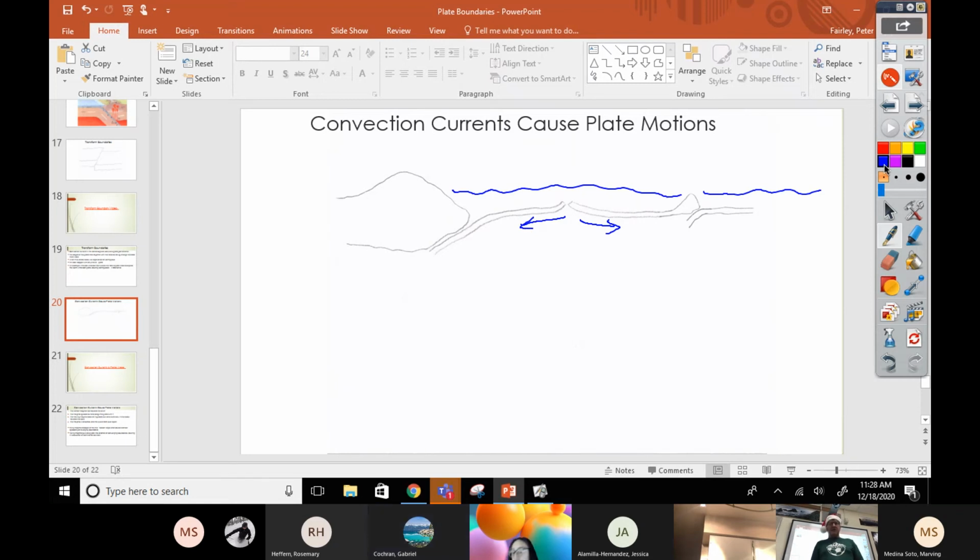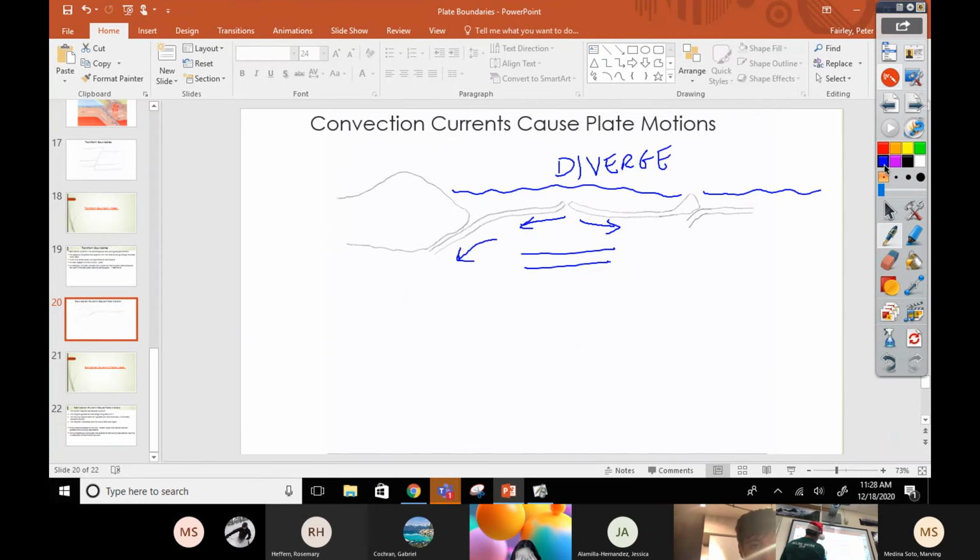Okay. So I'm asking you, what do we call this boundary right here where the two plates are moving apart? Diverging. Perfect. This is a diverging boundary, right? They diverge there. Noah, let's continue along with that same idea.